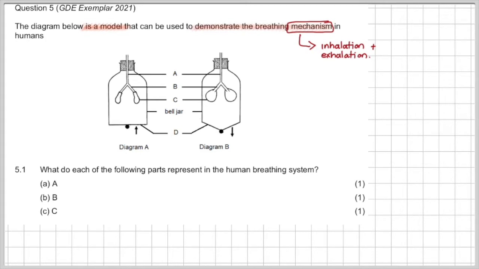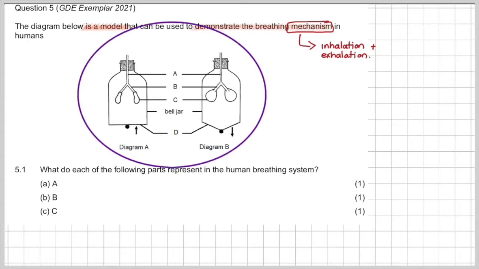Now that's representative of something. If we do a quick analysis of this diagram, that's the one I've just circled over there, we're going to be looking at moving between diagram A and diagram B, and that's the mechanism they're referring to, because it's demonstrating a mechanism of breathing. Here we can see the balloons inflated and the diaphragm pulled down. So we already know that the arrow, what has been labeled as D, is representative of the diaphragm.